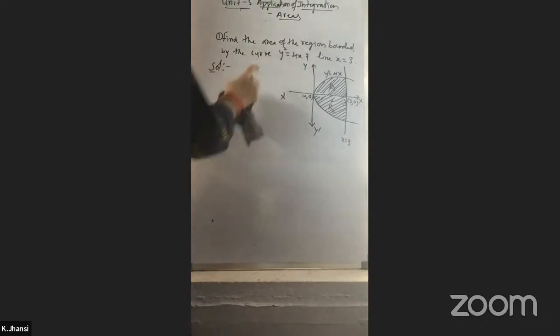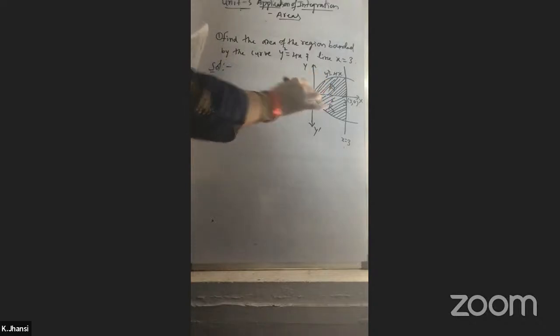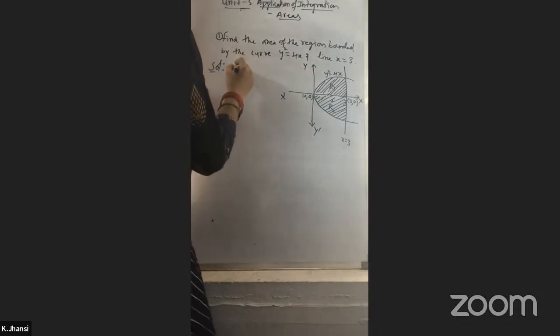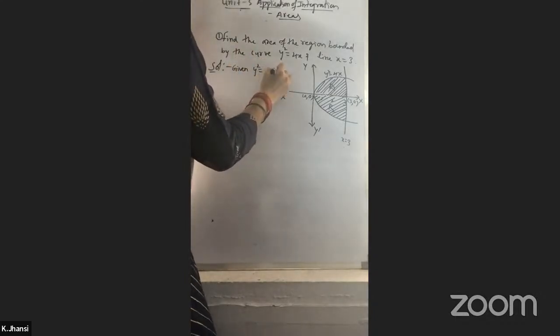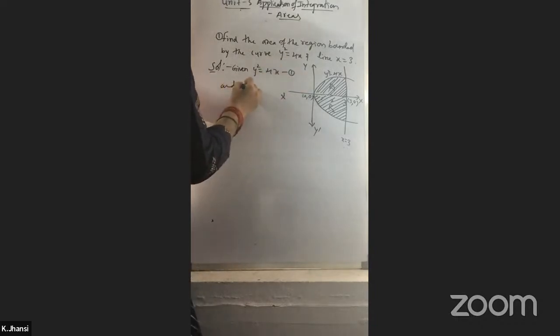Okay, now if you go to the problem, it is given that the function is y square equals 4x and the line is x equals 3. So the first step is plotting the diagram. After that, you write the given equations: y square equals 4x, which you take as 1, and x equals 3, which is the second equation.